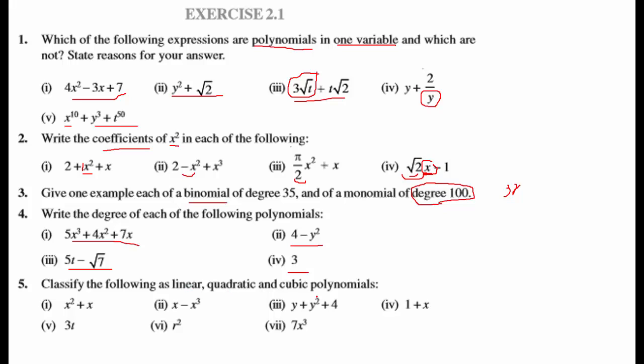Classify as linear, quadratic and cubic. This is similar. You will first find the highest degree, and on the basis of the highest degree you can mention linear, quadratic and cubic. For linear, the highest degree will be 1, for quadratic the highest degree will be 2, and for cubic the highest degree will be 3.